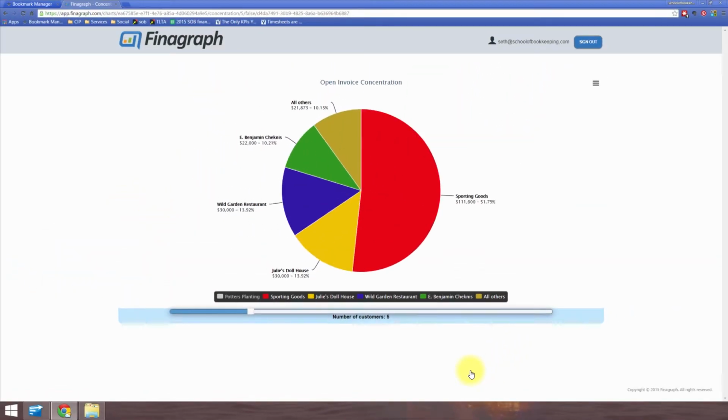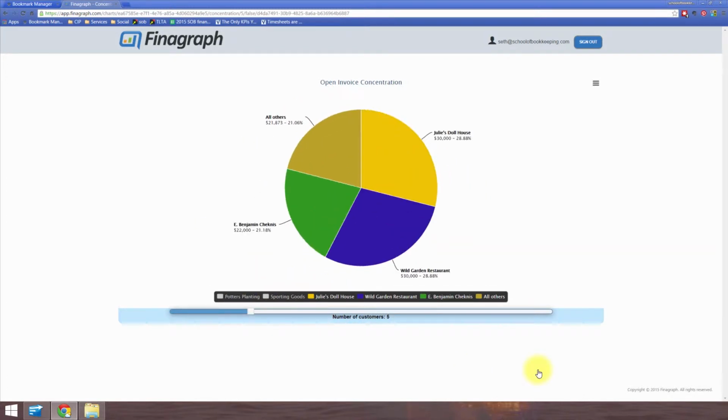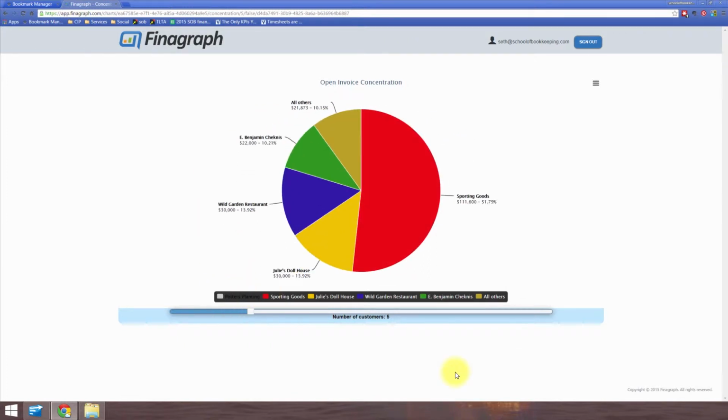I can click on them and they go away and it automatically reconfigures. Now sporting goods is now taking up more than half. Let's get rid of them. So now you can see maybe what looks like a more realistic picture. But notice there's a concentration here of, quote, all others. Let's put these guys back into the mix.